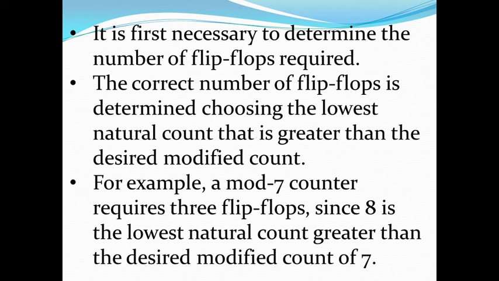For example, a mod-7 counter requires 3 flip-flops. Why? Because 8 is the lowest natural count greater than the desired modified count of 7. So, if you want to prepare a modulus-7 counter, then modulus 8 is the lowest natural counter greater than the desired modulus of 7, because only one state of the mod-8 counter has to be skipped to convert it into a modulus-7 counter. That way, the hardware will also be easier.